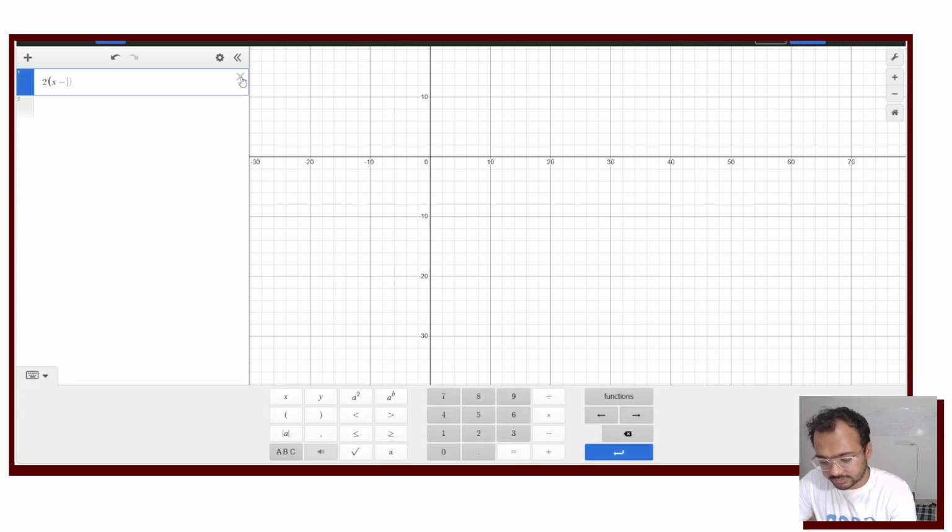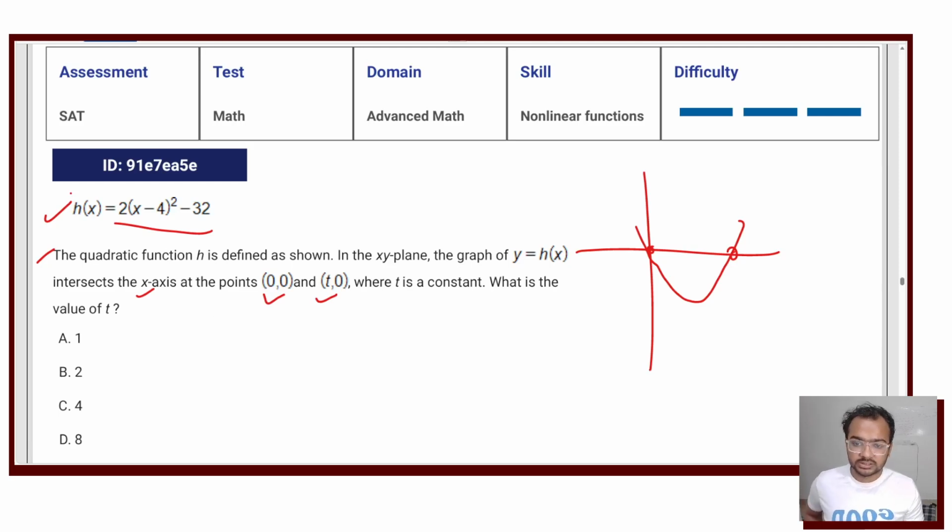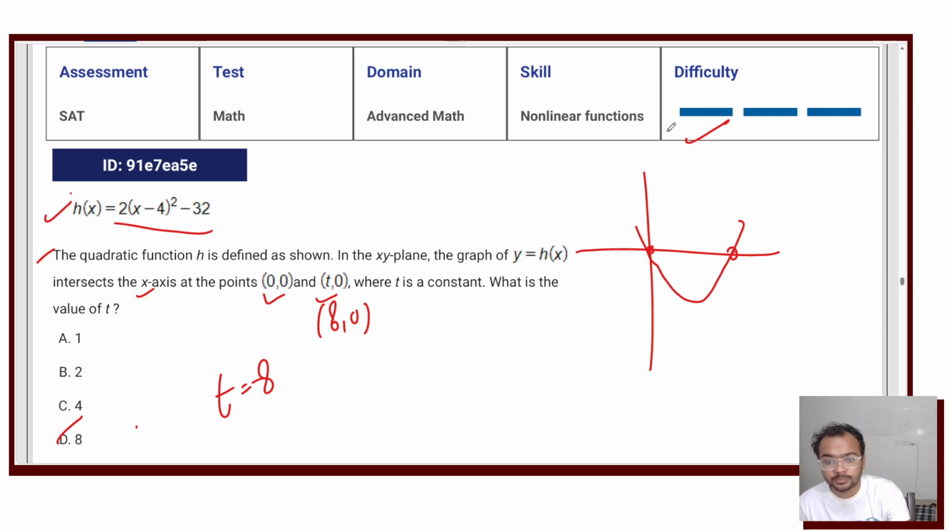So we have 2 times x minus 4 and whole square minus 32. So 0, 0 and 8, 0 is what we're getting. So it means this root is 8, 0. So the value of t will be equal to 8. College Board mentioned this as a difficult problem, but you can see the problem is not difficult at all. It hardly takes 10 seconds using Desmos to solve this. Even if you go with the algebraic method, it won't take more than 30 seconds.